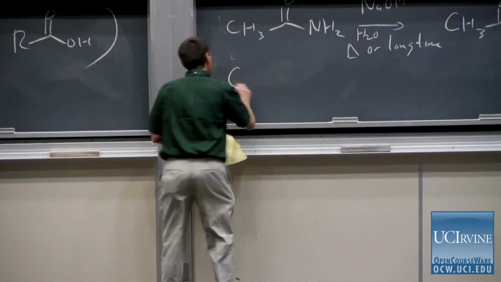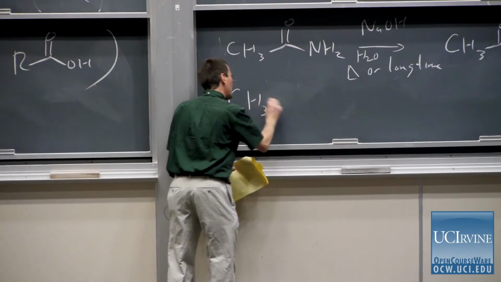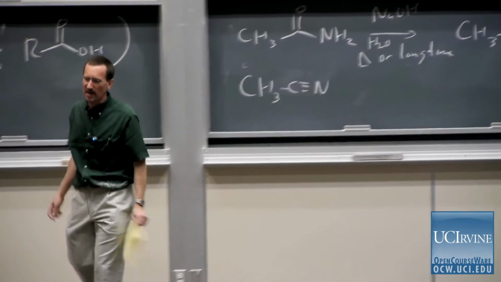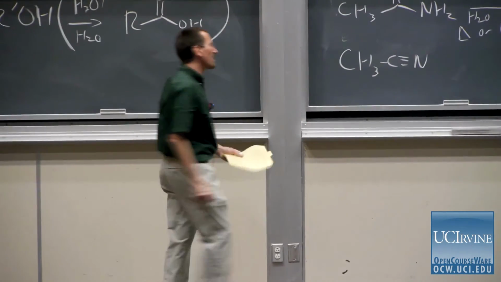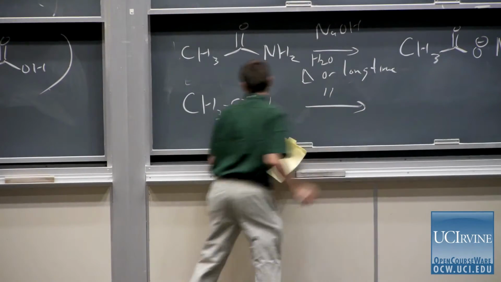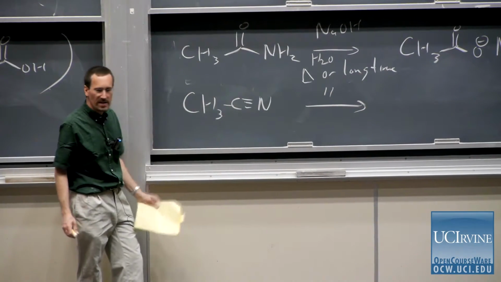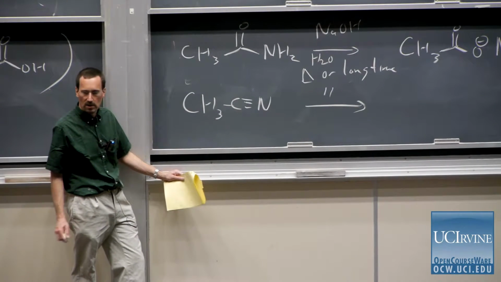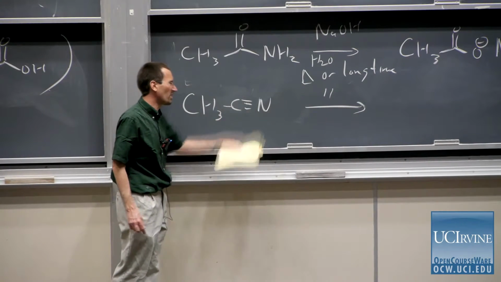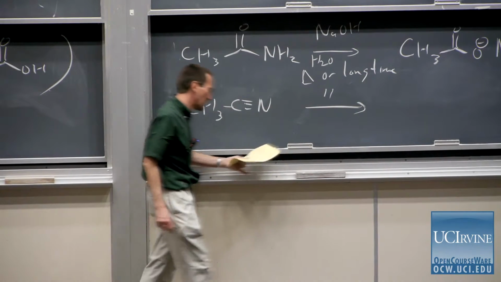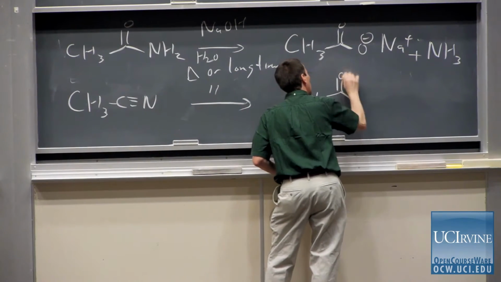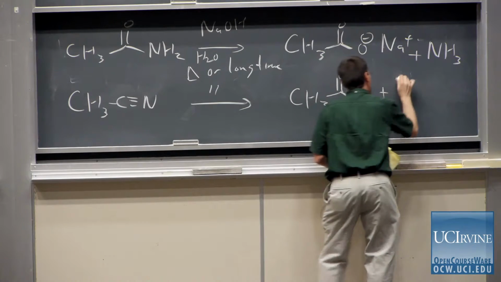And again, nitriles are maybe a hair less reactive than amides. I know that problem comes up on your Sapling. But honestly, I don't think of them personally as being very different. So I can say ditto: if I take acetonitrile and treat it under these conditions with sodium hydroxide in water, maybe with heat or a long time, a few hours, I'll get, again, sodium acetate plus ammonia.